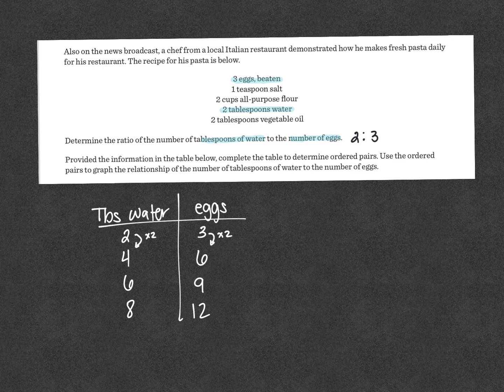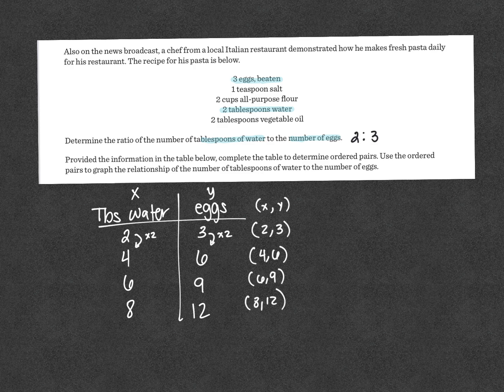Now they want us to use this to create ordered pairs. So when we're creating ordered pairs and we have a table, this is our x-axis, this is our y. So my ordered pair would be (2, 3). Remember, ordered pairs, we always write with parentheses and separated by a comma. This would be our x value, this would be our y value. That's how we always write ordered pairs. So then we have (4, 6), (6, 9), and (8, 12).